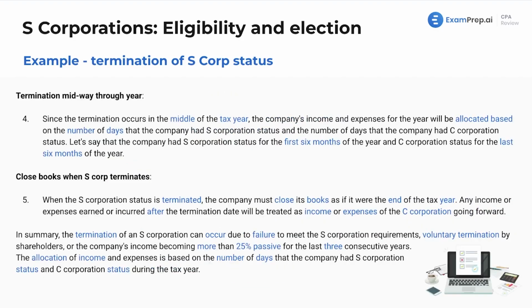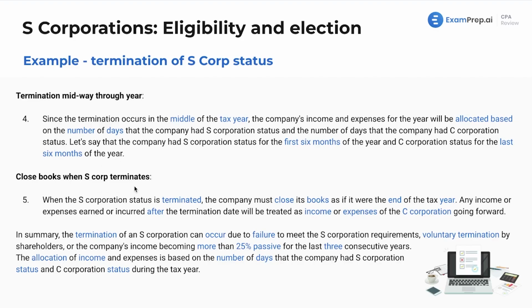Termination midway through the year. Well, since the termination in this example did occur in the middle of the tax year, the company's income and expenses will be allocated based on the number of days that the company had S Corp status and the number of days that the company had a C Corp status. Let's say that the company had S Corp status for the first 6 months of the year, and then let's say there was a date, let's say July 1st. The C Corporation status began on July 1st. For the last 6 months of the year, that's how it's going to be taxed.